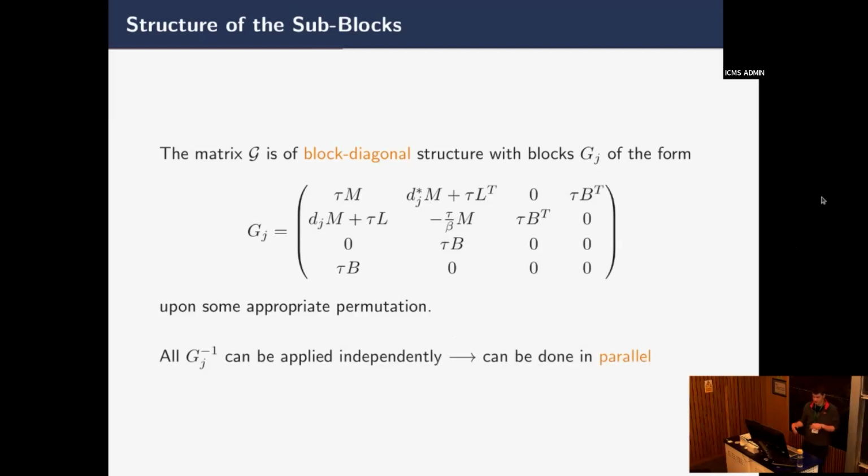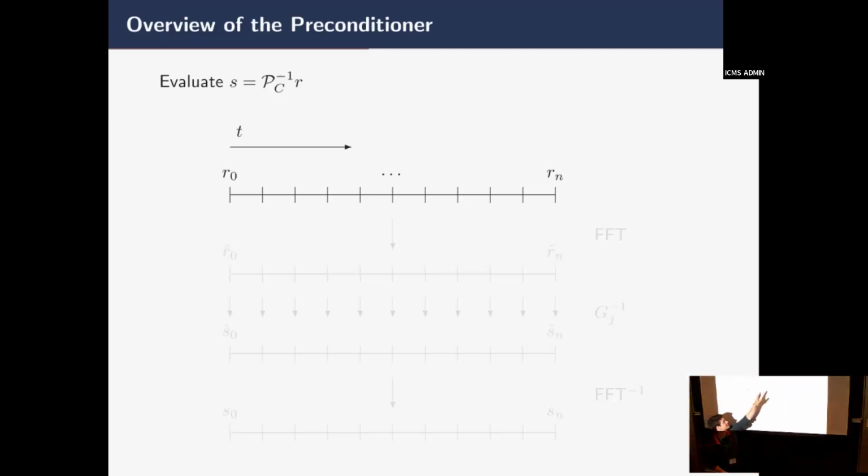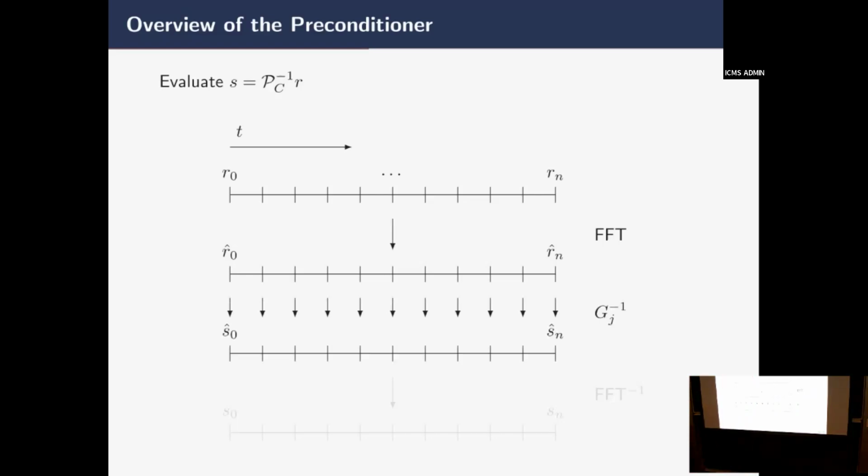So if you want to apply the inverse of calligraphic G, one can simplify that to applying the inverse of each Gj. That is nice because it can be done all in parallel, because of the block diagonal structure. I think it's quite clear how it works, but once more: we have some residual, with some time points, and each residual has a few entries in space. One applies the FFT in time and gets an r hat. Then one can apply all the Gj inverses in parallel, arriving at some s hats, and then by applying the inverse FFT, one arrives at the solution.